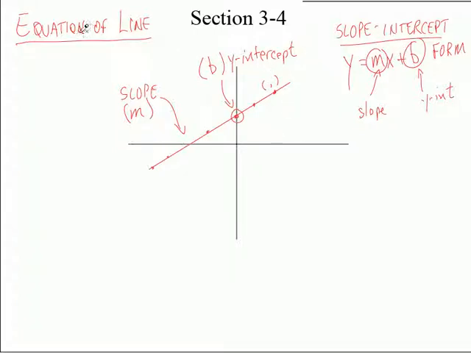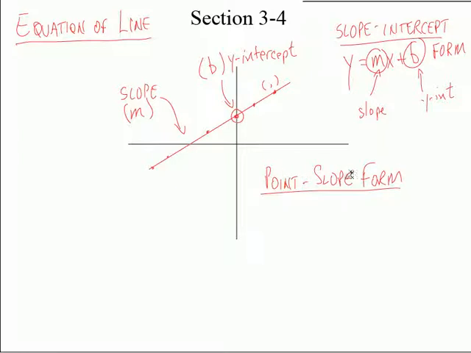Now there's another equation of a line. The first one's a slope-intercept form. Okay, the next one, let's see, is the point-slope form. And there are times when it might be better to use the point-slope form, or it might be better to use the slope-intercept form. It just depends on what they give you.